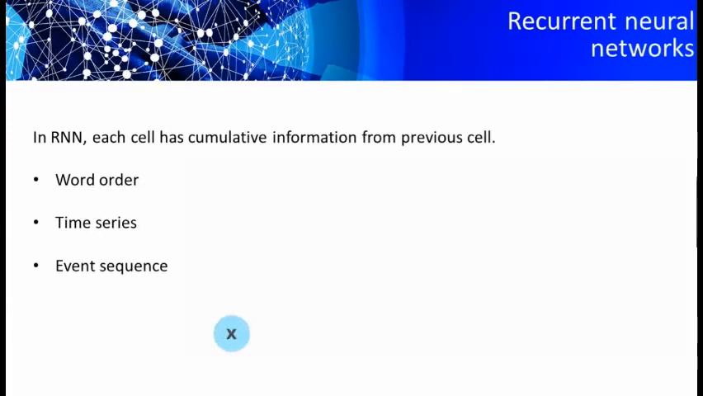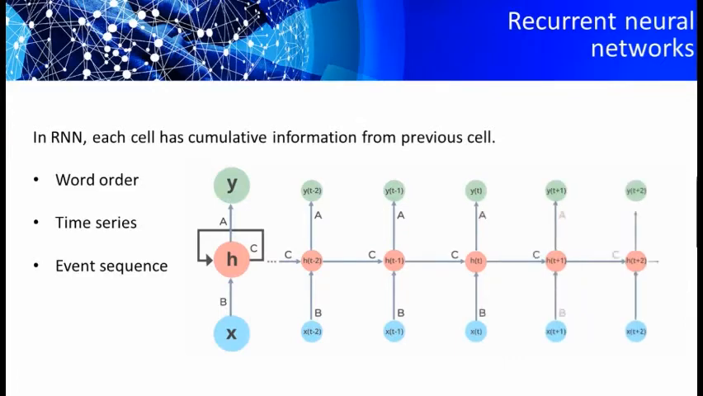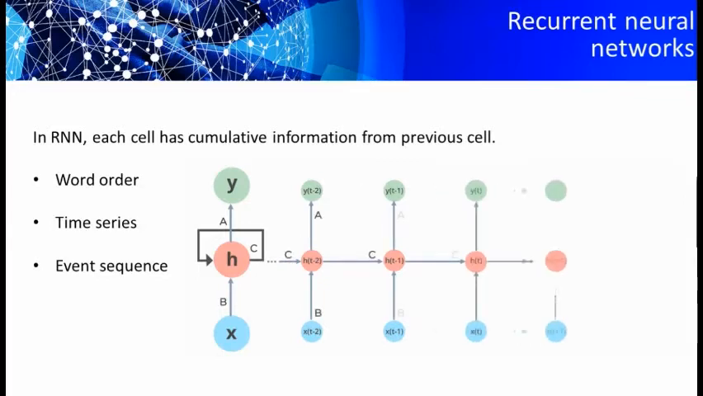Before going to graph neural networks, what is the recurrent neural network? In a recurrent neural network, each cell has cumulative information from the previous cell. Each cell gets the cumulative information from the previous cell. So for example, word order, time series, event sequence. The popular example is Google search. If you type a sentence, it suggests the next words, like that.